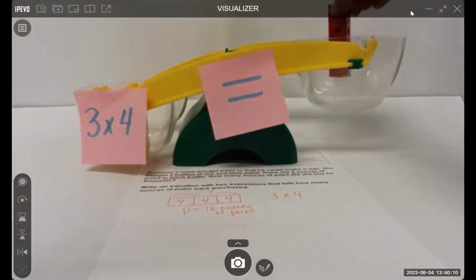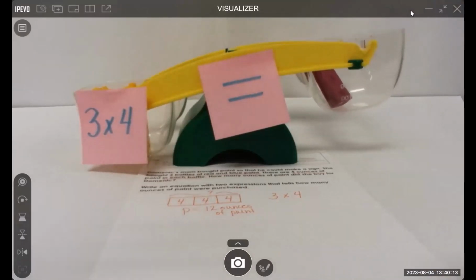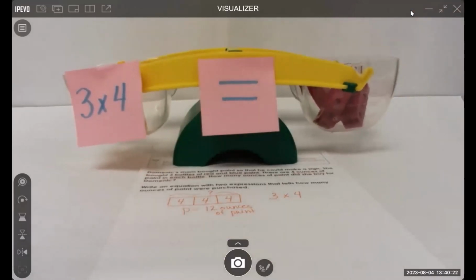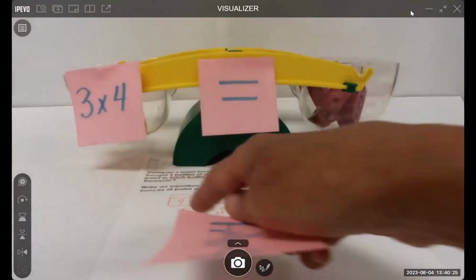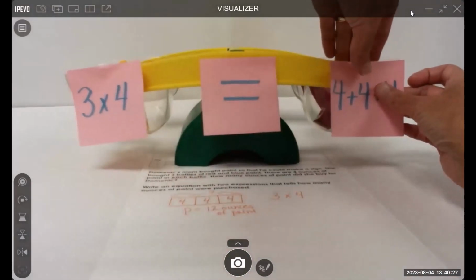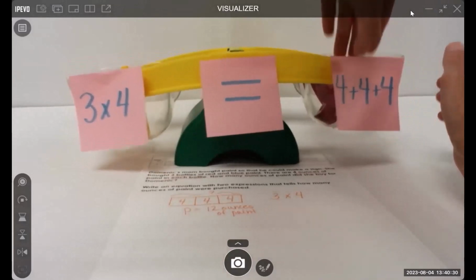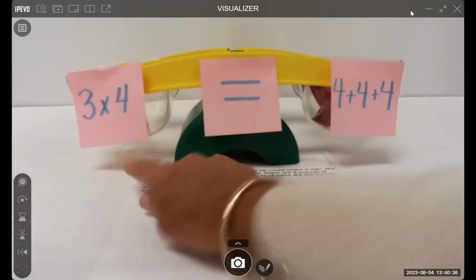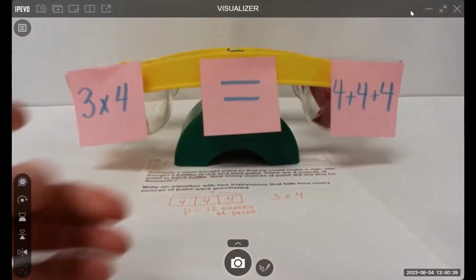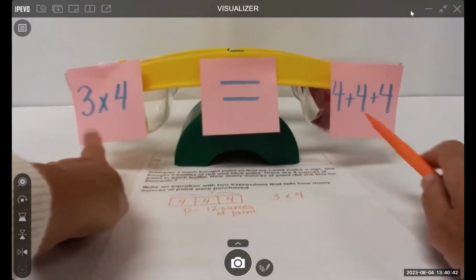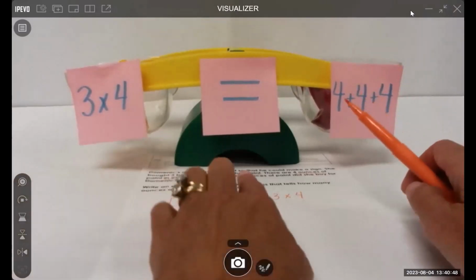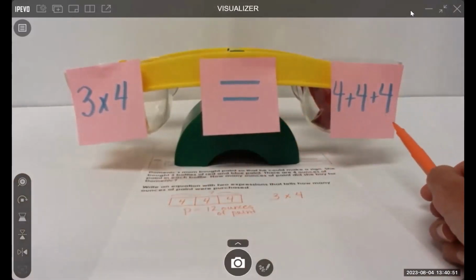balances. So here is 4 plus 4 more plus 4 more. Help us out. And we can see that 4 plus 4 plus 4 is the same, sorry guys, is the same as 3 times 4. So I have two expressions that are equivalent to one another. They are the same. 3 times 4 has the same value as 4 plus 4 plus 4.